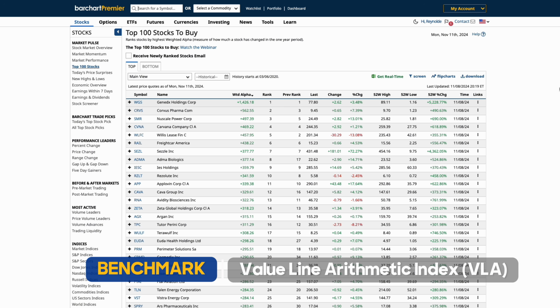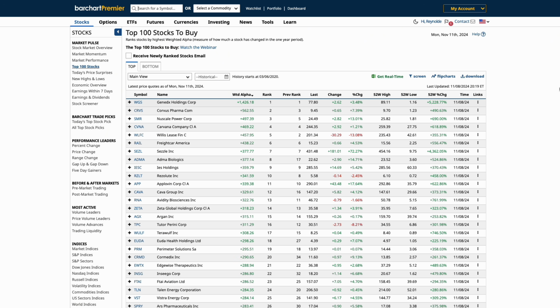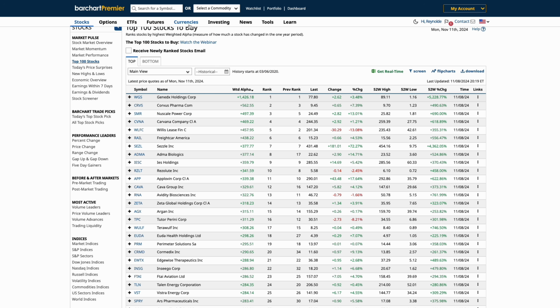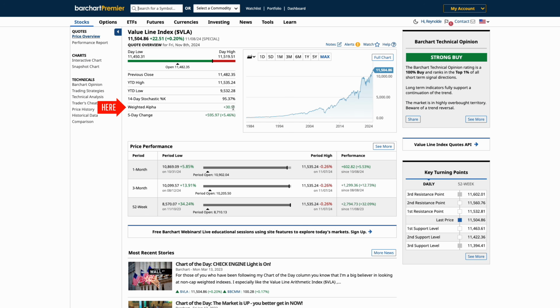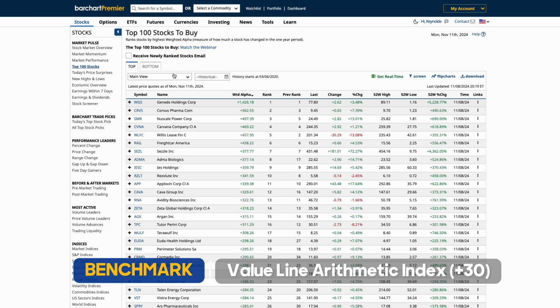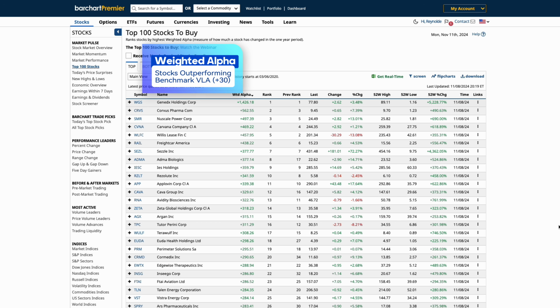When comparing weighted alpha, it helps to use a benchmark, something like the Value Line Arithmetic Index, VLA, which averages the performance of a large set of stocks across different sectors. Essentially, this index shows us how the broader market is performing. We can see that the weighted alpha here is plus 30, so we need to go back and find a stock with a higher weighted alpha. When a stock has a higher weighted alpha than a benchmark like the Value Line Arithmetic Index, it shows that the stock has outperformed in recent months, indicating stronger recent growth or recovery. Essentially, it's a good sign that the stock has been on a positive trend and could continue to perform well.